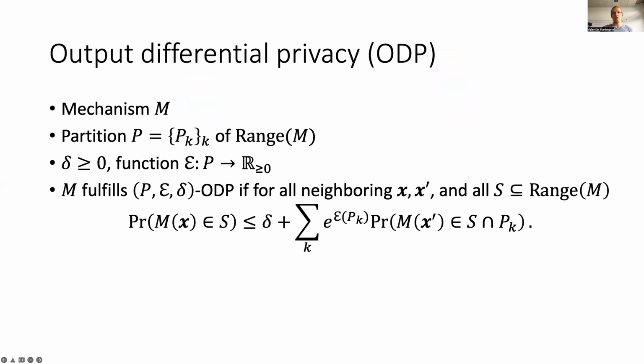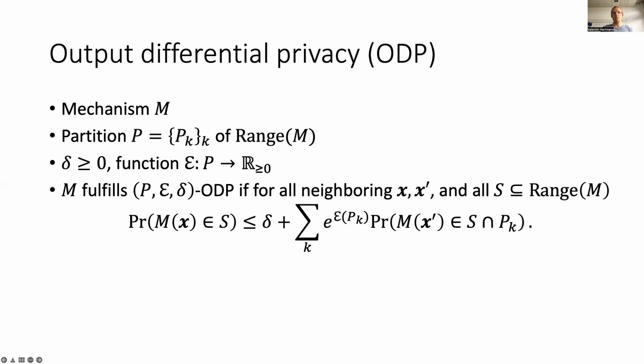For this, we first need to formalize the examples that we have seen so far for mechanisms that exhibit different amounts of leakage for different outputs. We define the concept of output differential privacy, which applies to randomized mechanisms M. We assume that there exists a partition P of the output set of the mechanism, a value delta, and a function E that assigns an epsilon value to each set in the partition.